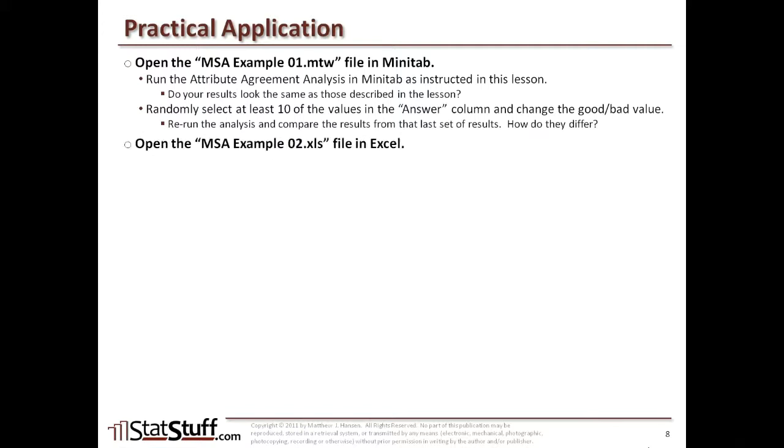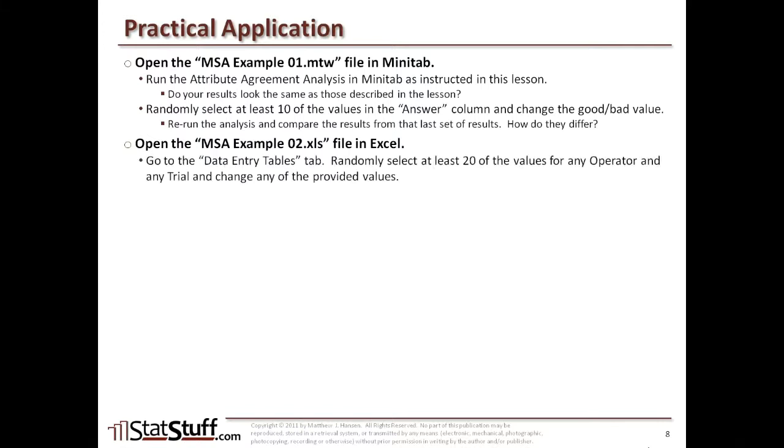Another thing that I want you to try is to actually use that Excel template using, again, the file that's provided on the website. And go to the Data Entry Tables tab, and try to randomly select 20 different values in there. It could be for any operator or any trial, and try to make some changes to some of the data. Go in any order that you want, where you want to be able to see the changes. And then go to the Report tab and click on the Run ARR Report button and try to rerun that analysis. And when you do, look at the results and again see how those results differ.